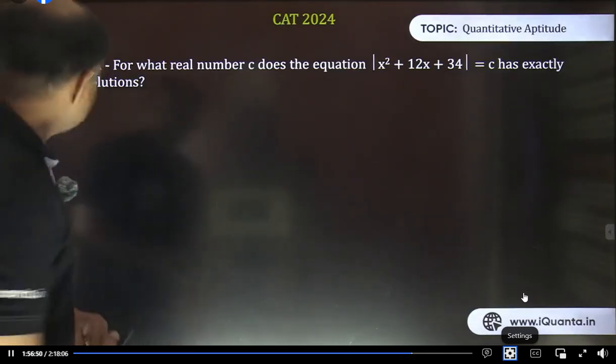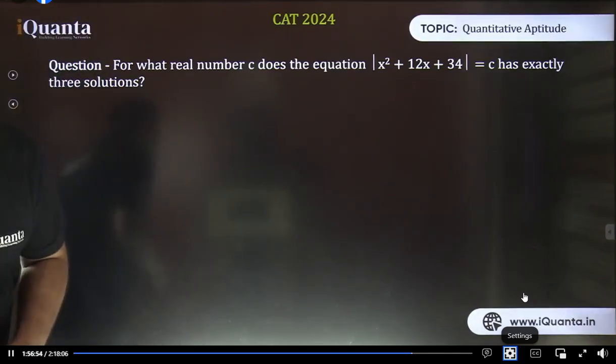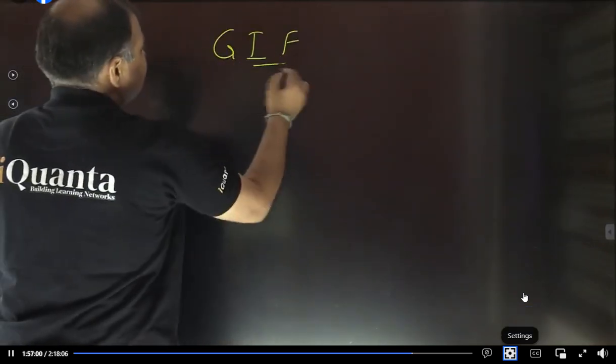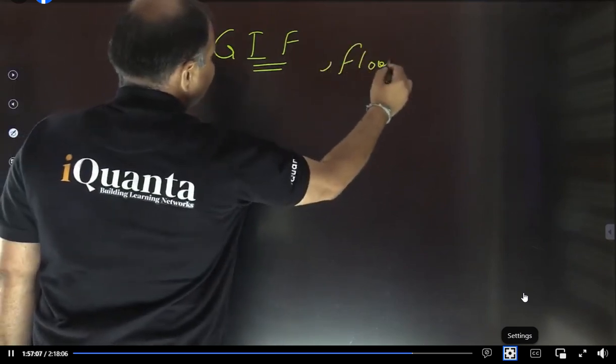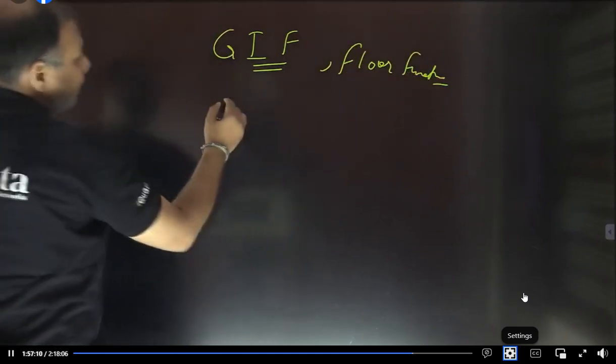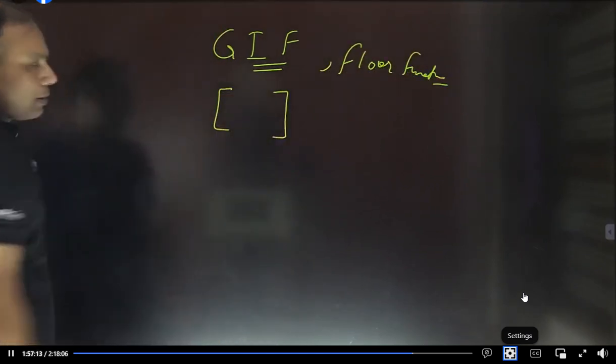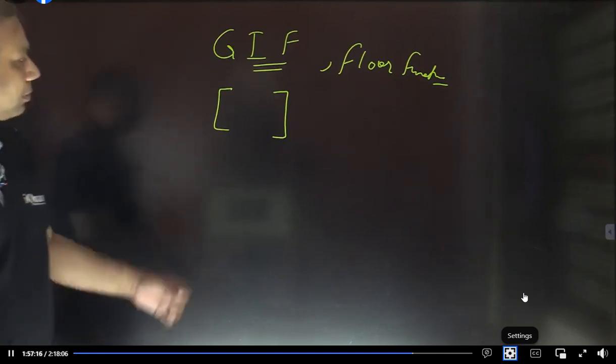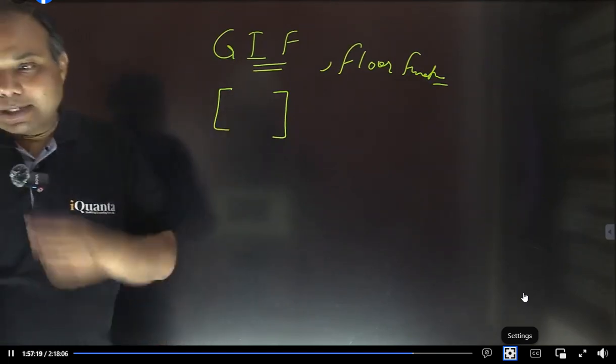Okay, now let's quickly talk about the greatest integer function. It is also known as the floor function. It is normally denoted by the square brackets. Now, what does it mean? Now, please try to understand it fast.